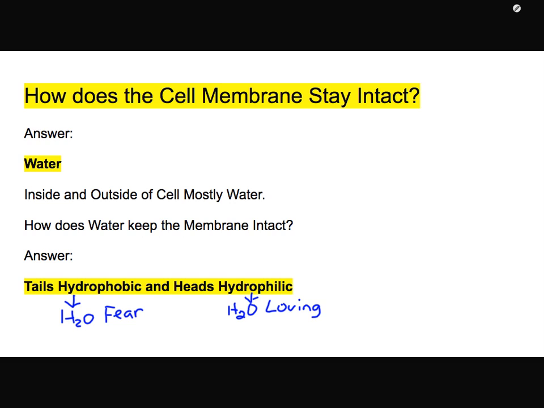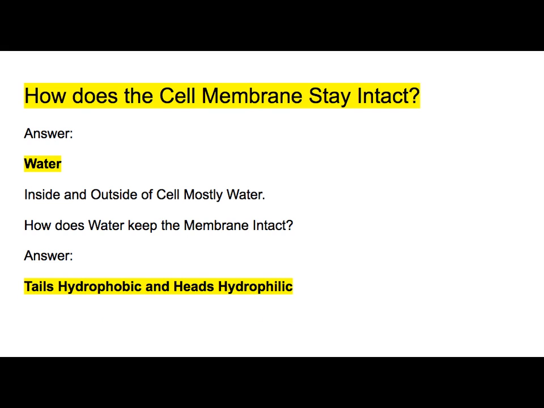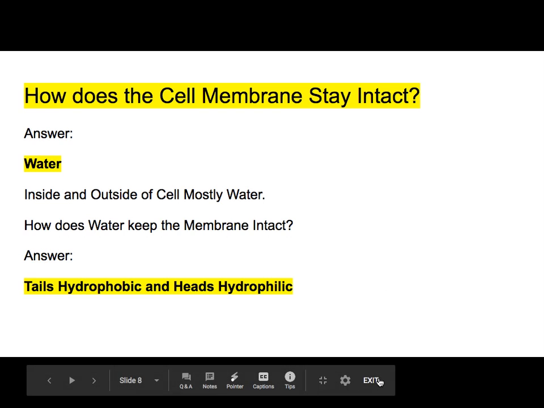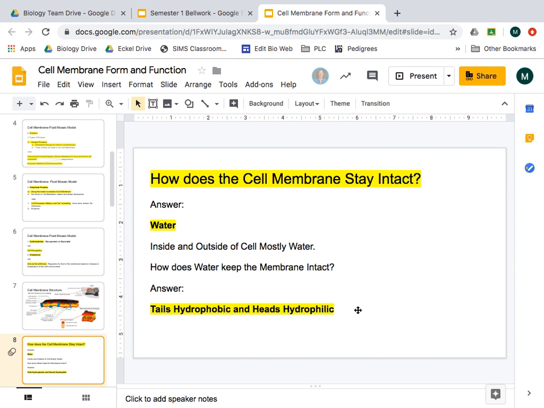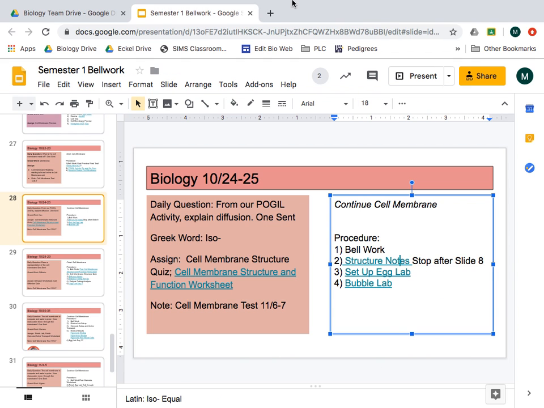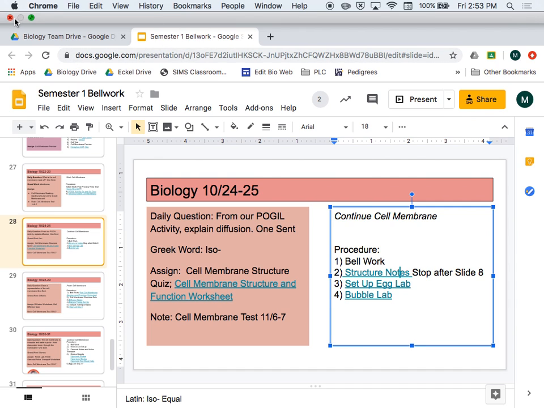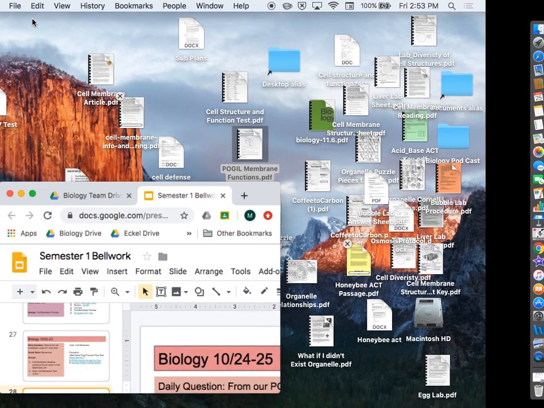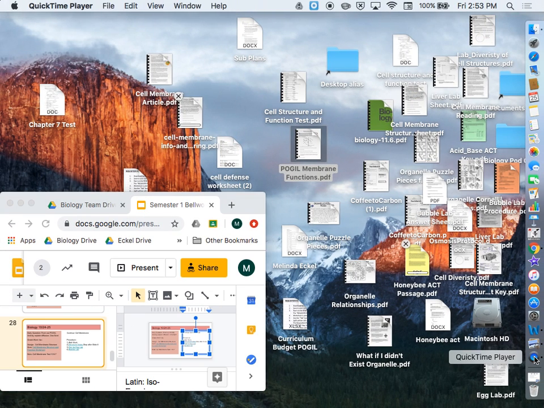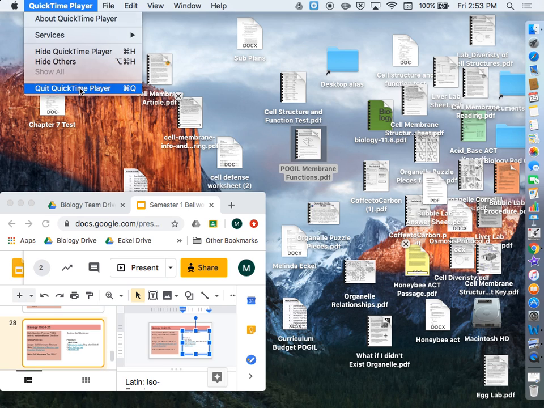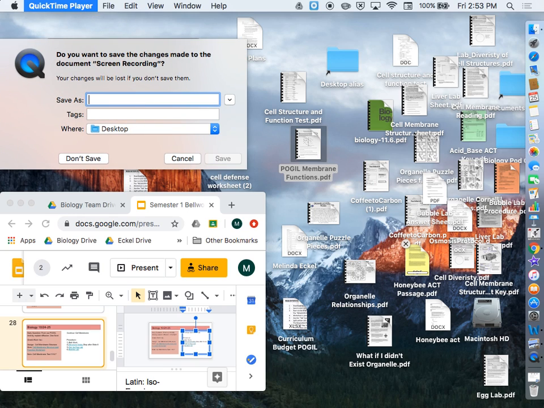So the next thing that we're going to do is we're going to set up our egg lab. So that's what has been smelling like vinegar.